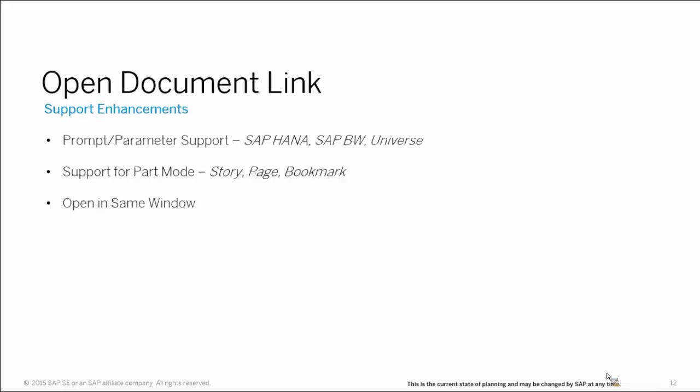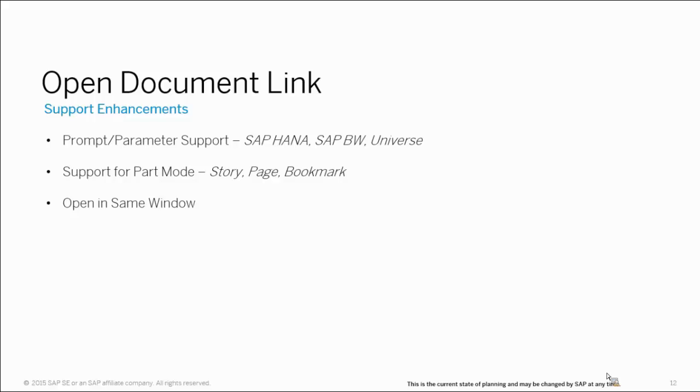From open document, there have been enhancements in the open document link support. So with 130, we support prompts and variables for SAP HANA, SAP BW, and universe sources. You would be able to define open document links with these parameters and their values defined.